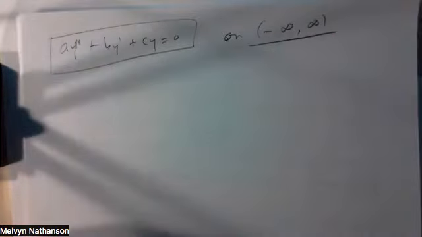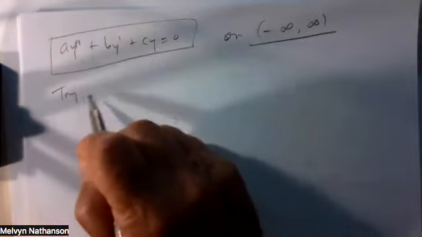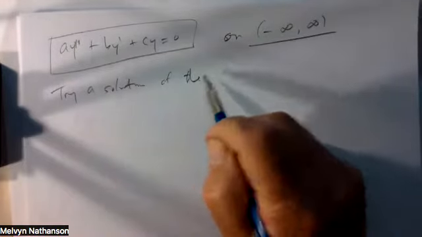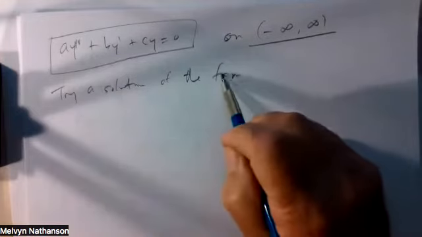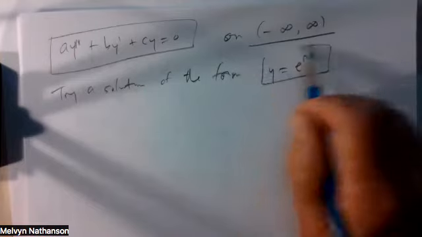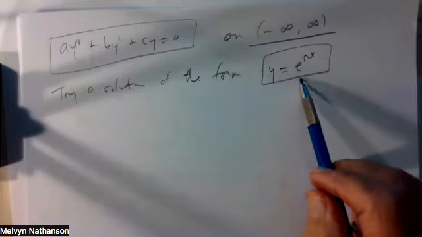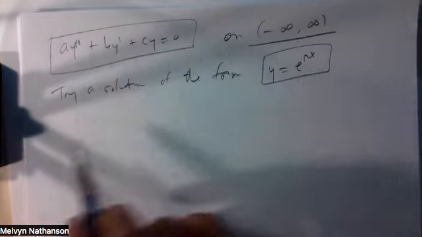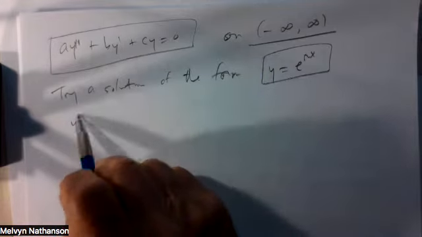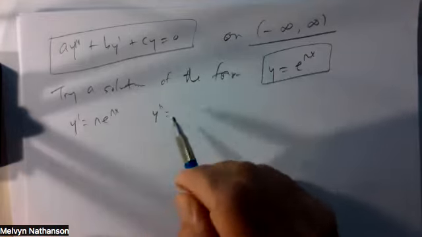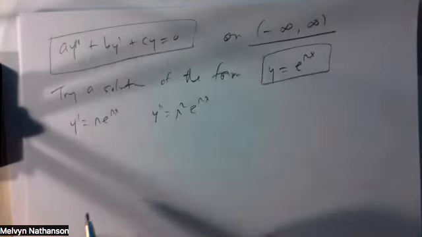And the simplest idea is to try a solution of the form y is some exponential function e to the rx. All right. So what does it mean for e to the rx to be a solution of this differential equation? Or what condition would have to be satisfied? If y is e to the rx, y prime is r e to the rx, and y double prime is r squared e to the rx.